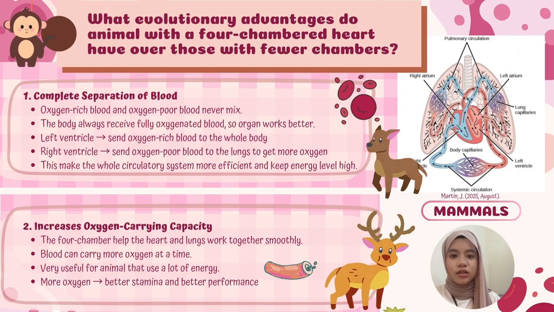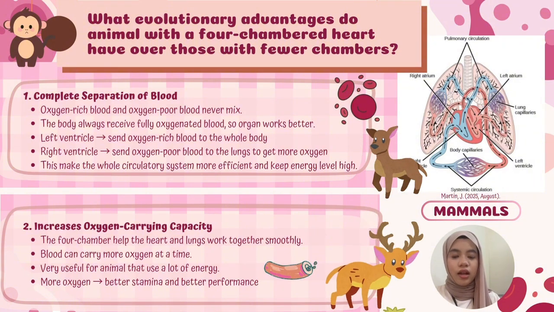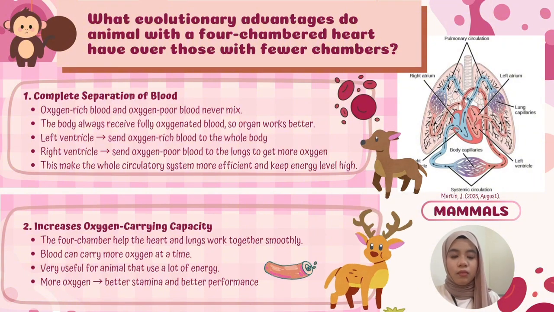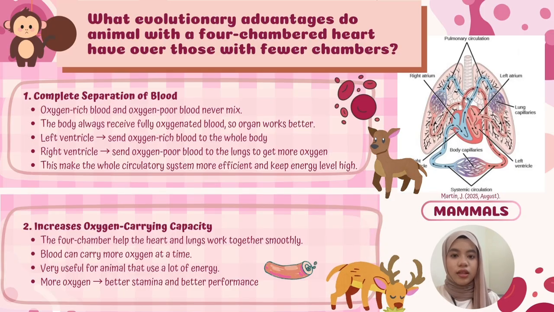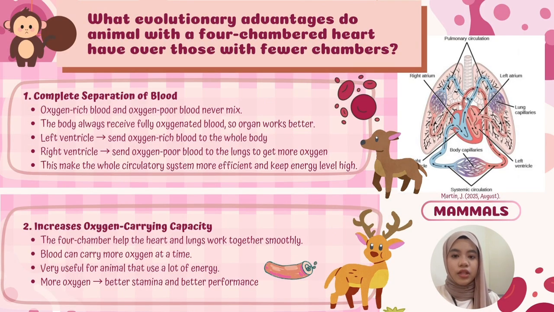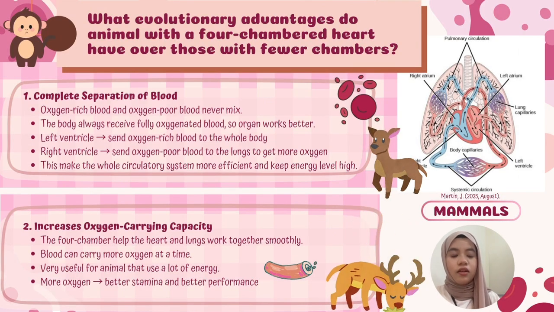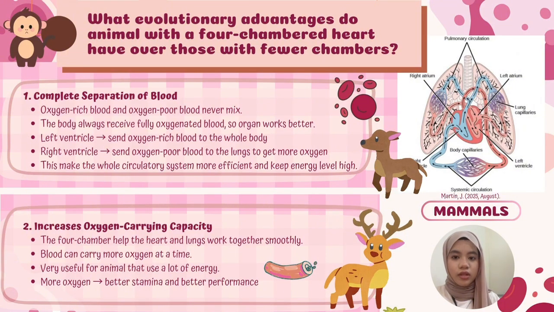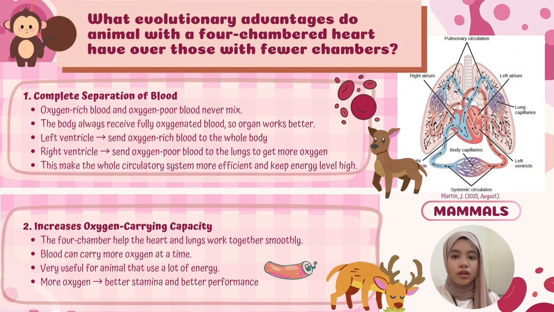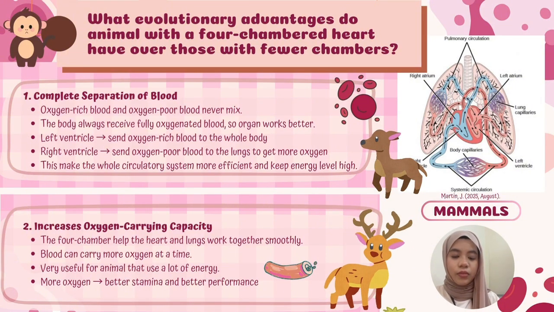Second, increased oxygen carrying capacity. The four chambers help the heart and lungs work together smoothly. Blood can carry more oxygen at a time, very useful for animals that use a lot of energy like flying birds and active mammals. So, more oxygen gives better stamina and better performance.